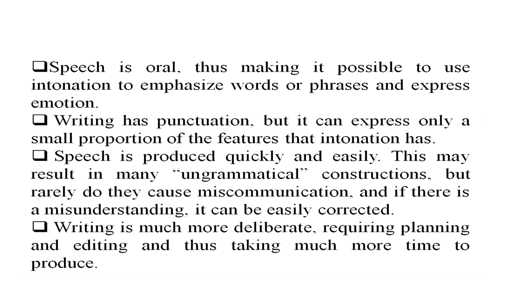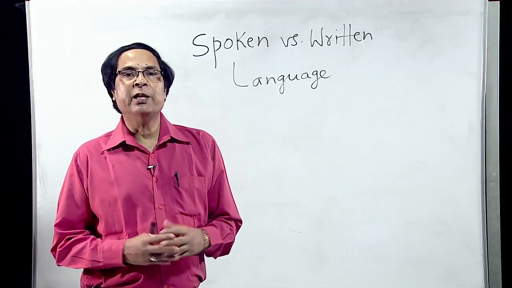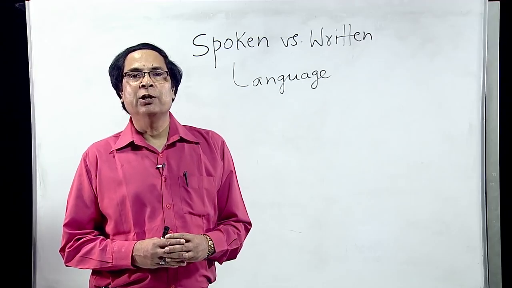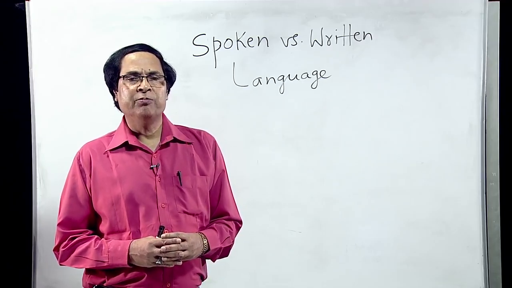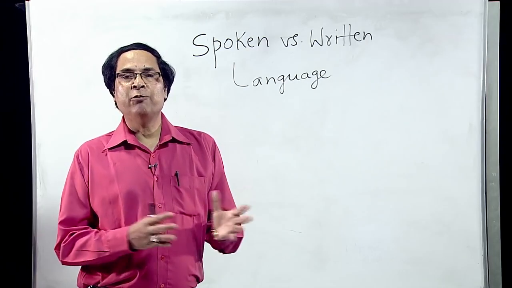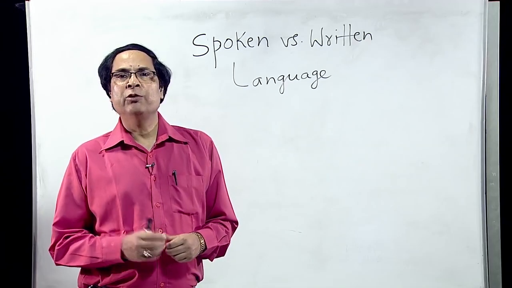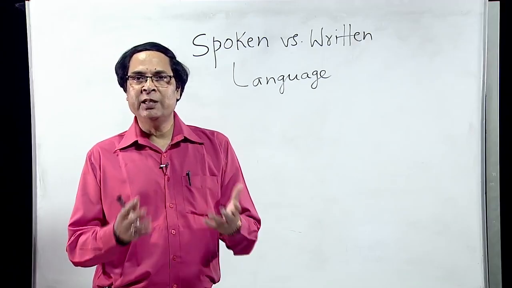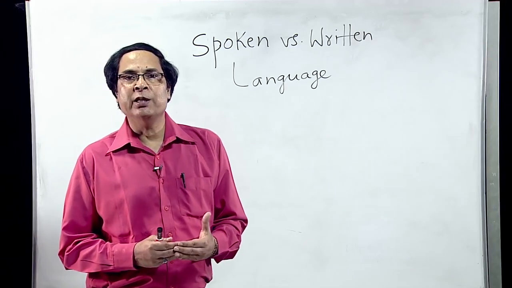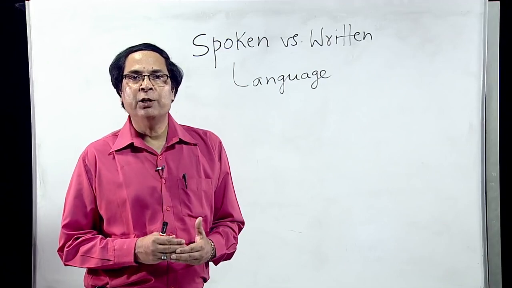Writing has punctuation, but it can express only a small proportion of the features that intonation has. So, for example, if you are speaking Hindi, we can say the same sentence with different intonation pattern. So, we can say अच्छा है, ये खाना अच्छा है, अच्छा खाना अच्छा था. So, same word अच्छा, अच्छा, अच्छा, with intonation you can change the meaning, but these things cannot be reflected in the written language. So, written language has punctuation, comma, we have semicolon, full stop and so on.